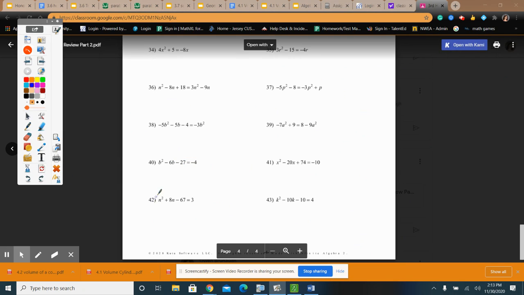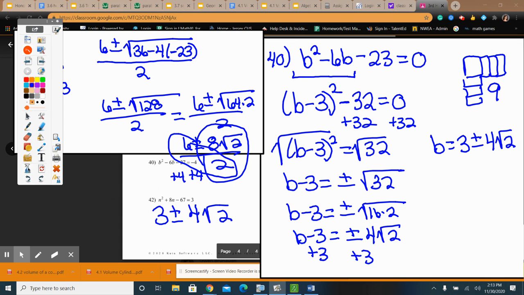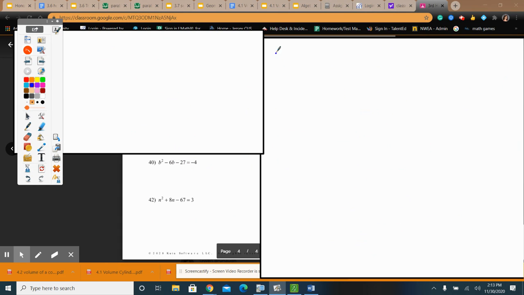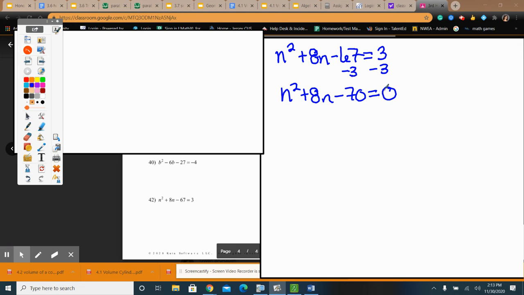Okay, last one here. I'm 42. I have n squared plus 8n minus 67 equals 3. So I'm going to subtract 3 from both sides. N squared plus 8n minus 70 equals 0. 70 can do 10 and 7. That would be 3, though. I don't think I can get to 8. What's 70 divided by 12? Yeah, that doesn't look good. I don't think it works.